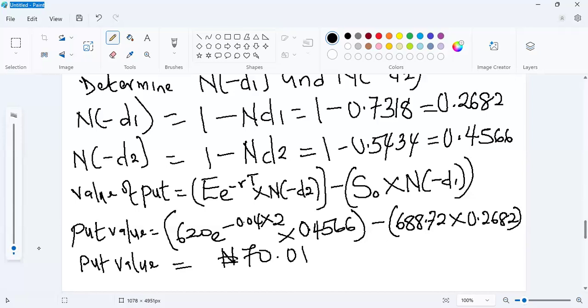Getting 76.6. I'll check it again. What do you have? Let me reconfirm. I'm getting 76.6. I think that should be right. Yeah, that's correct. There's 76.6. Yeah, it's correct. And you can do it straight from your calculator. I got 76.61.